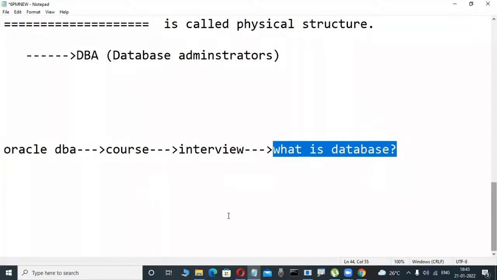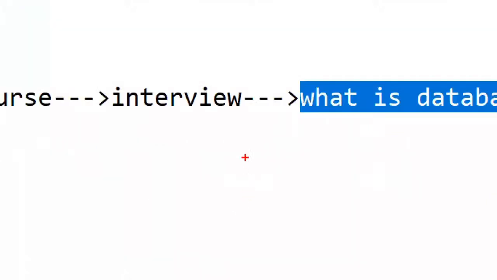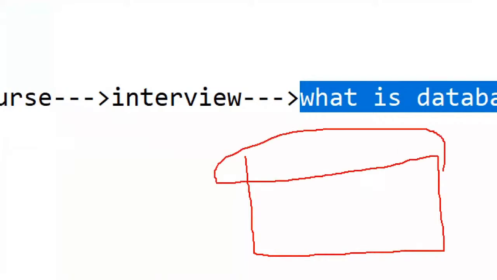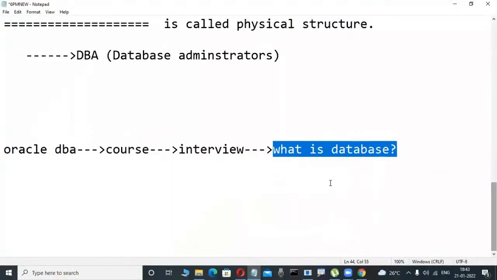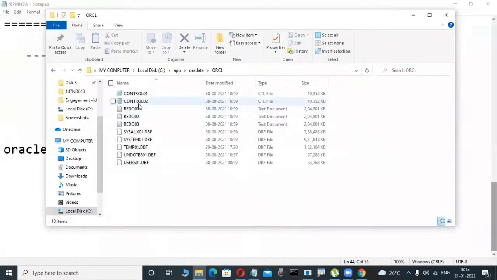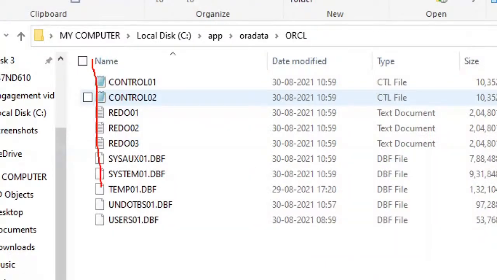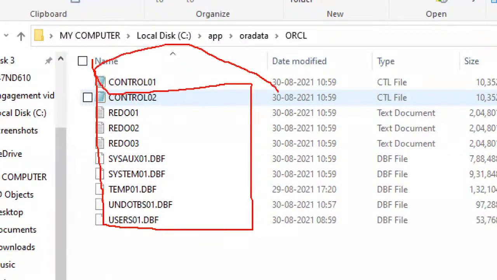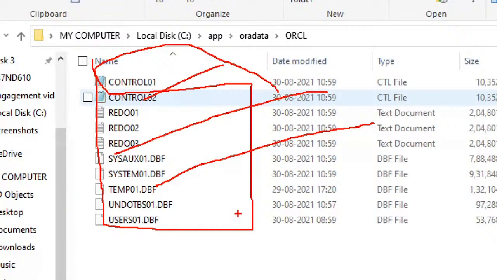Yes, the physical side. Whenever I'm installing Oracle software, automatically some physical files are created on a disk that is visible. That is what is observed here: data files, control files, redo log files are there or not. That's why what I'm telling, what is a database means, it is a collection of data files, control files, redo log files, and that is original.